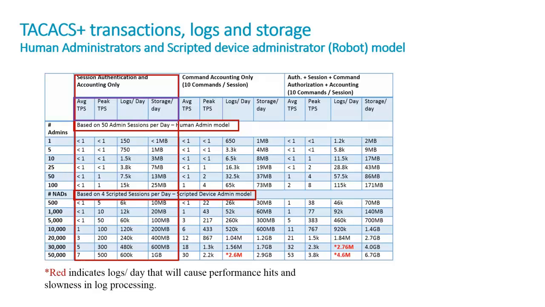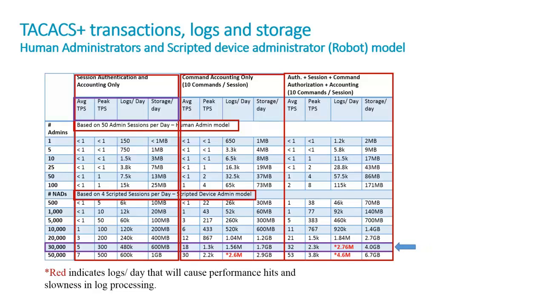Now again, the table is divided into 3 different sections. So if you are using session authentication, authorization, and accounting only, then you'll have to look at this section of the table. If you are using command accounting only, then you have to use this section. If you are using the whole nine yards, where you enable authentication, session authorization, accounting, command authorization, and command accounting, you have to use this part of the table.